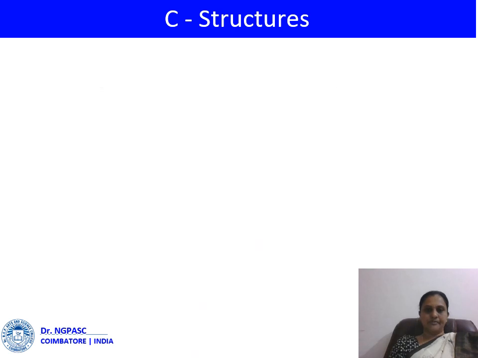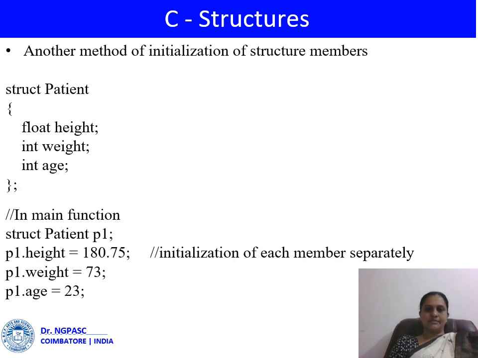And this is the second type of initialization. In the first type, we gave the values in one shot. Here you can see that I'm assigning the value for each and every individual member. Using the dot operator, we can access the data, that is, the structure members.